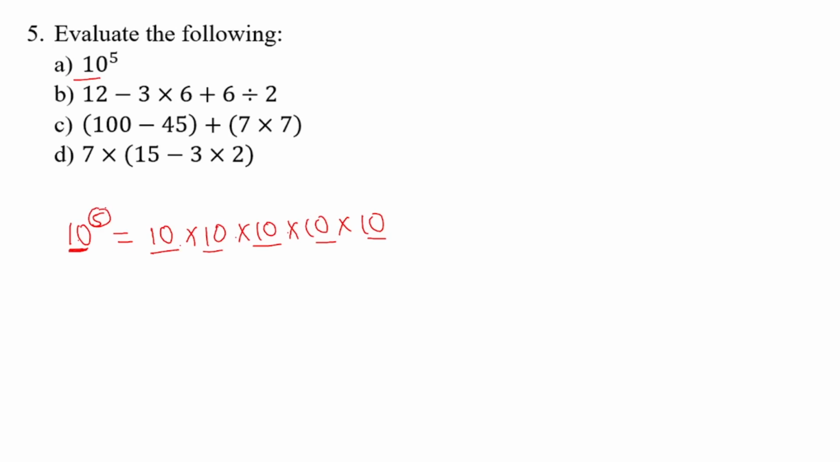So when it's 10 to the power 5 like this, you must have 5 tens. 1, 2, 3, 4, 5. So then the answer is 100,000.